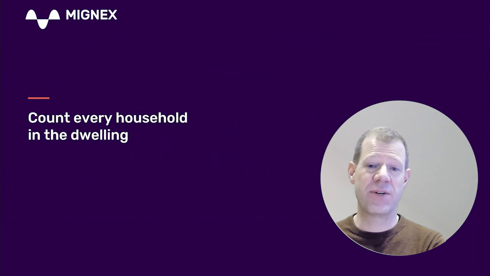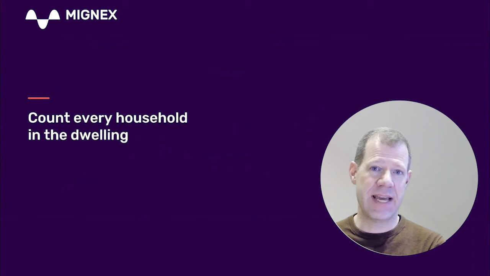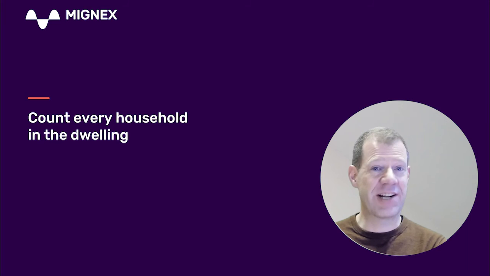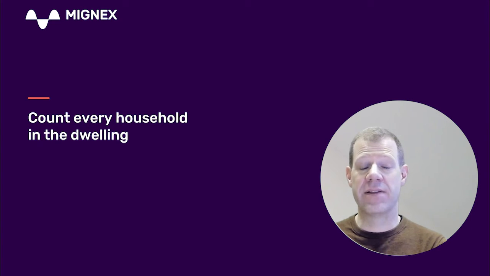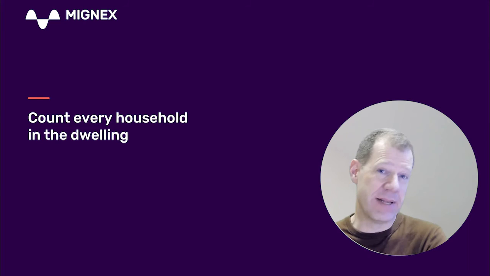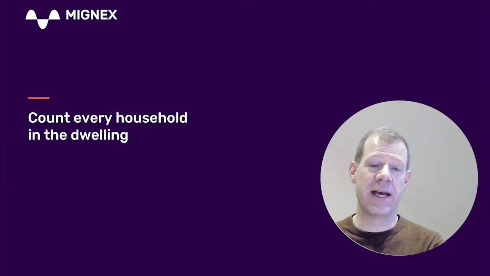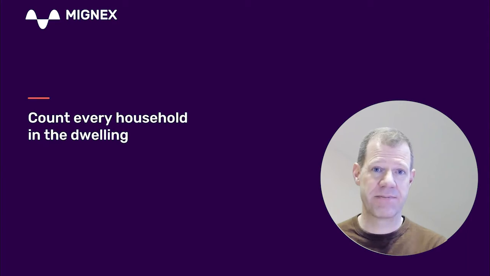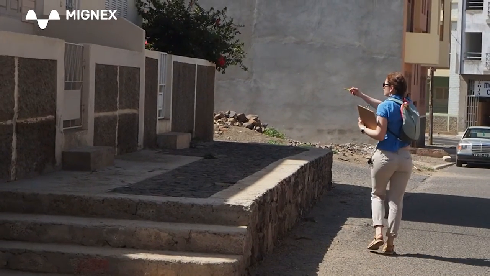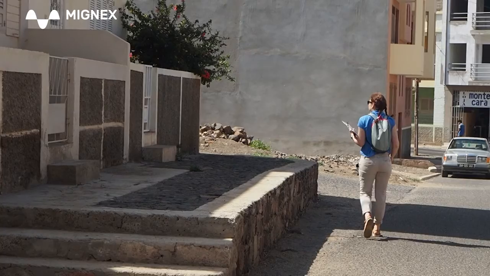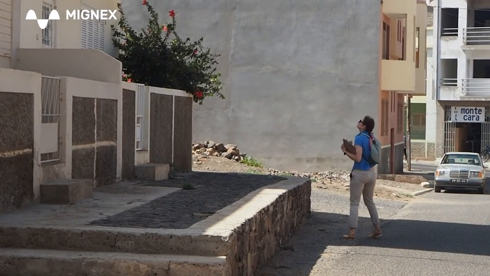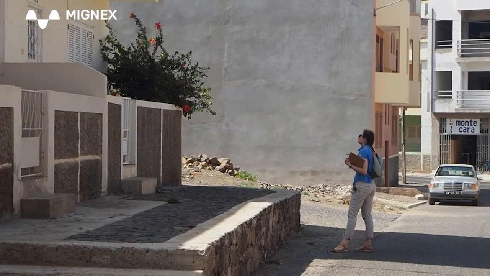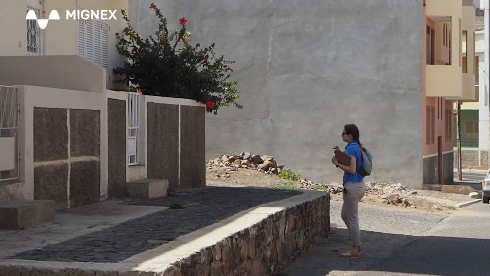The next rule is to count every household in the dwelling. So we're not actually counting houses, we're counting households. And the dwelling here is the building, basically, where there could be either just one household, one family living, or there could be multiple households, like an apartment building with many apartments. So for every building along the route, you have to consider how many families, how many households are there in this building. Sometimes it's obvious from the outside, but often it's not.